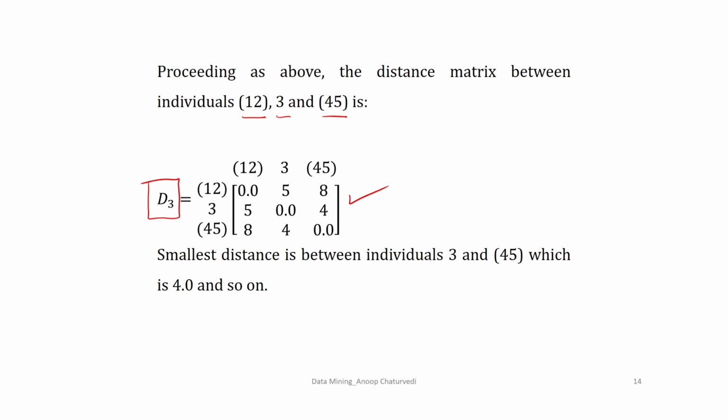Again, in distance matrix D3, we find the smallest distance, which is 4, and this smallest distance is between 3 and 4, 5. So, in the next stage, we merge the individuals 3 and 4, 5 into a single cluster, and we do this merging at the distance 4.0, and then again we calculate the distance matrix and so on.